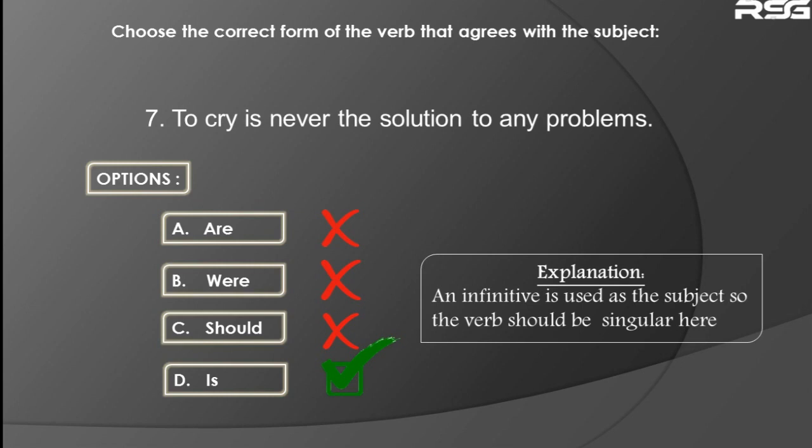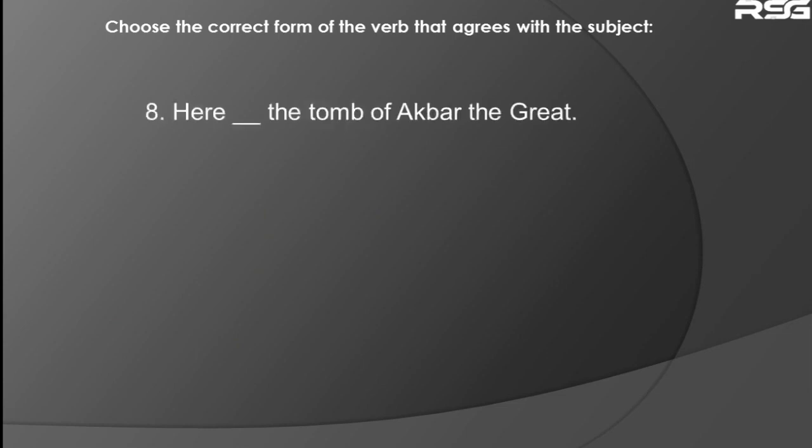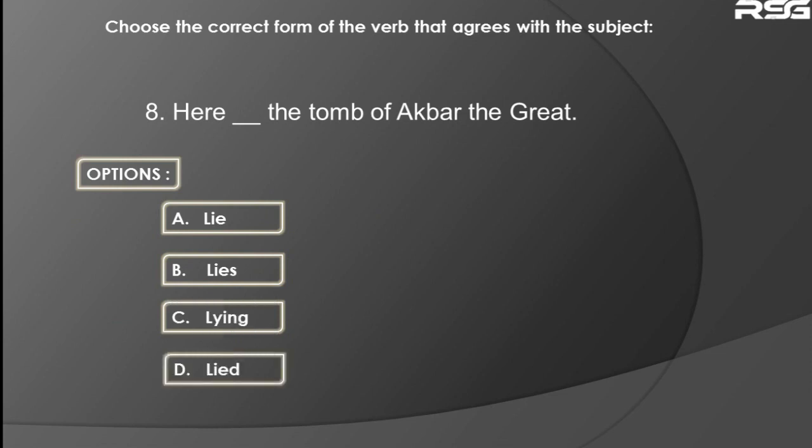Alright, now let's switch to the next question, question number 8. The question says, "Here dash the tomb of Akbar the Great." The options are lie, lies, lying, lied. You've got to use one of these options to fill up this sentence: "Here dash the tomb of Akbar the Great."